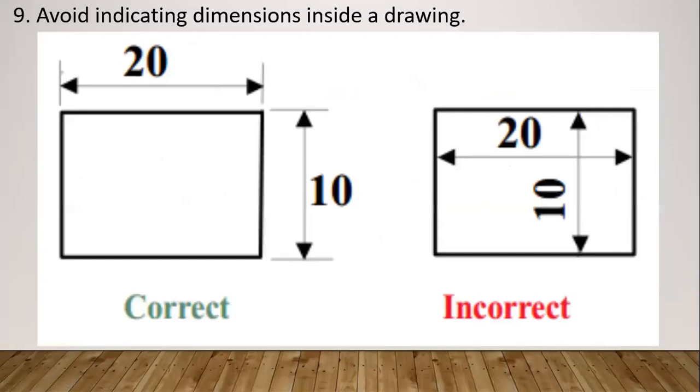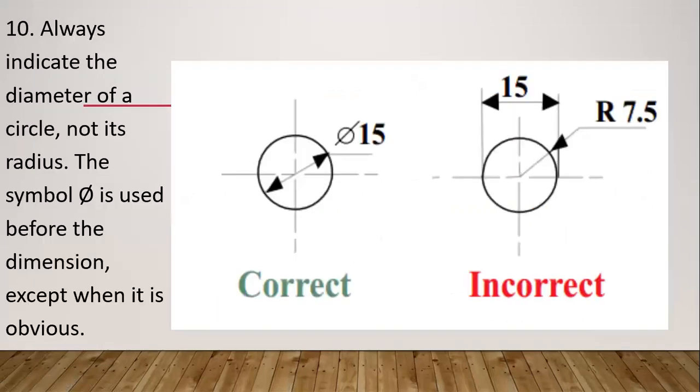Now the next rule says to avoid indicating dimensions inside of a drawing. We'd like to have our dimensions outside rather than inside. Again, for the same reasons: we don't want dimension lines to cross and we want to have a neat drawing.